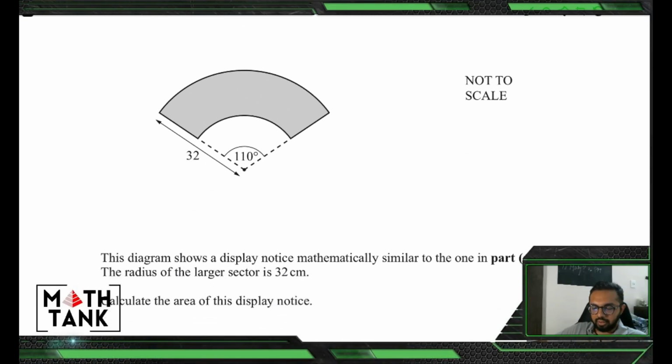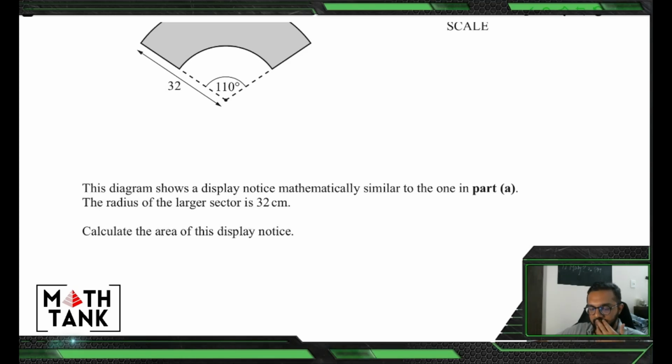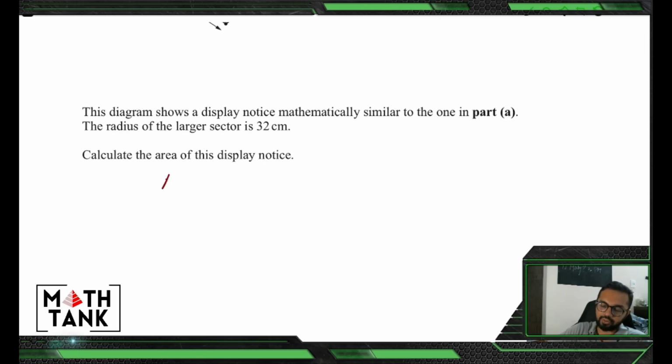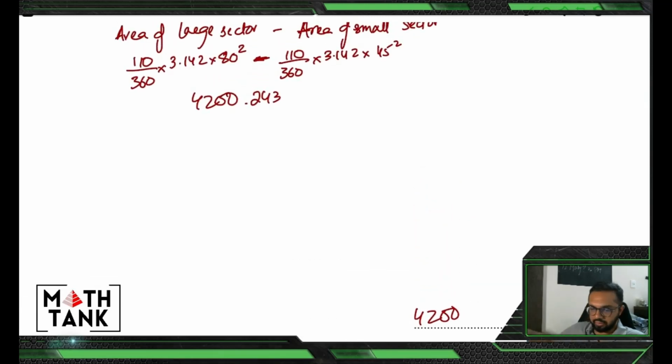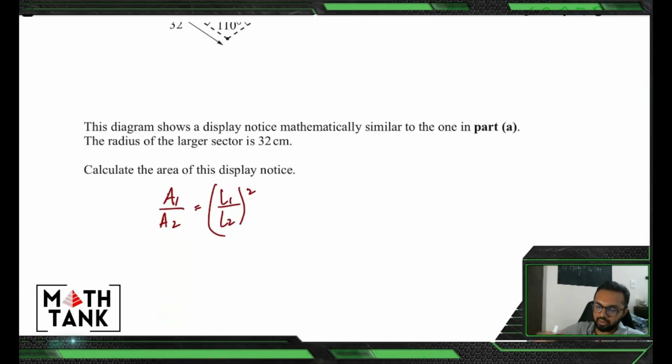Okay, part B. The diagram shows a display notice mathematically similar to the one in part A. The radius of the larger sector is 32. Calculate the area of the display notice. So we did this before as well. Area 1 divided by area 2 is L1 over L2 whole squared. 4200.243 was my first area. I'm looking for area 2.